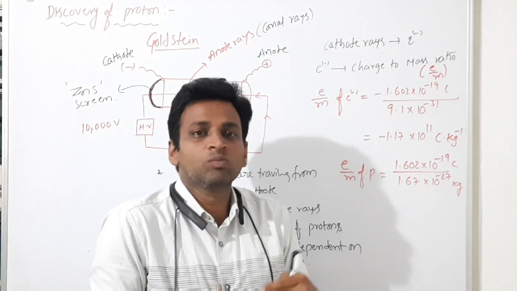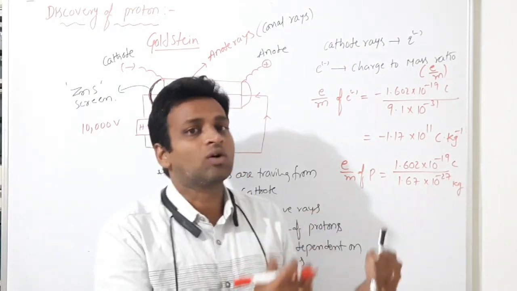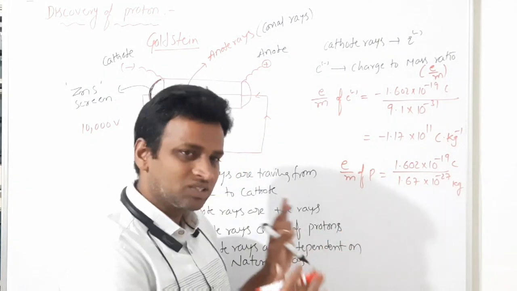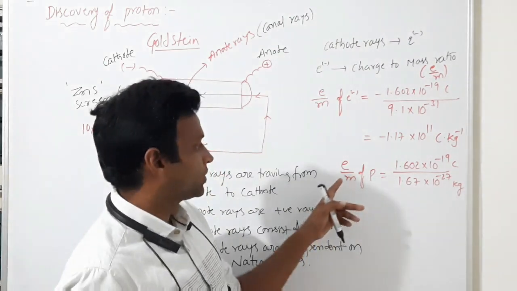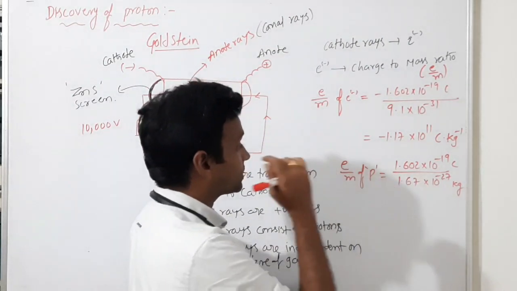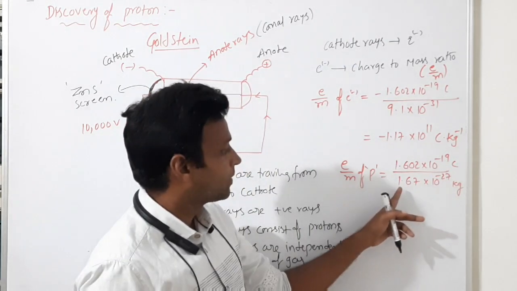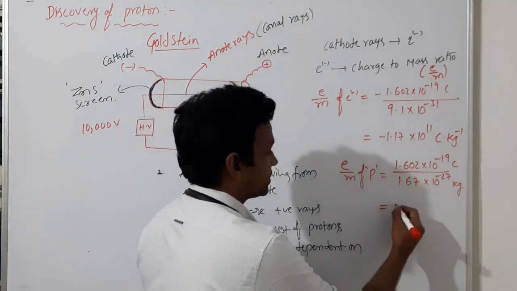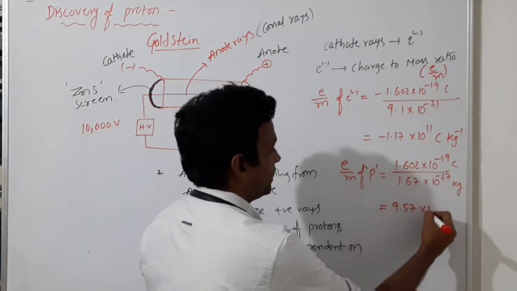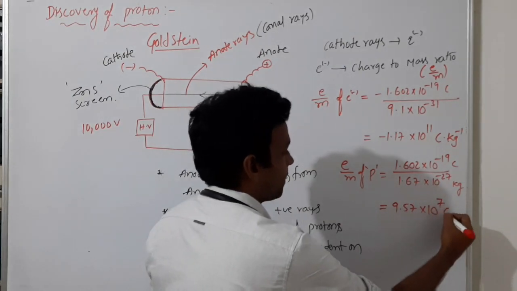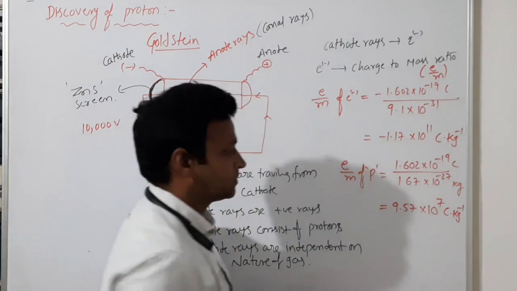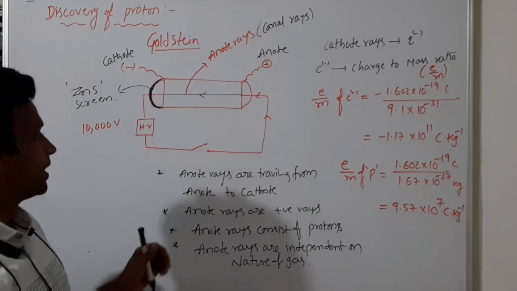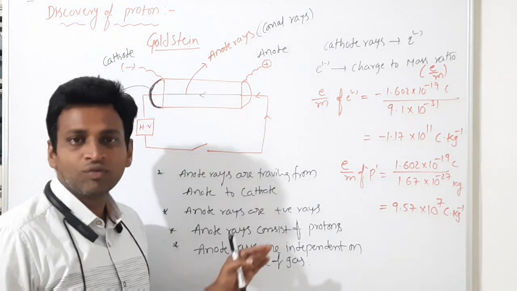We will study the electron more deeply later, in Bohr's model, hydrogen spectrum, quantum numbers, but not this. This is just information I am giving. So E by M of the proton is 1.602 into 10 power minus 19 divided by 1.67 into 10 power minus 27. After simplification it is about 9.58 into 10 power 7 coulomb per kg.